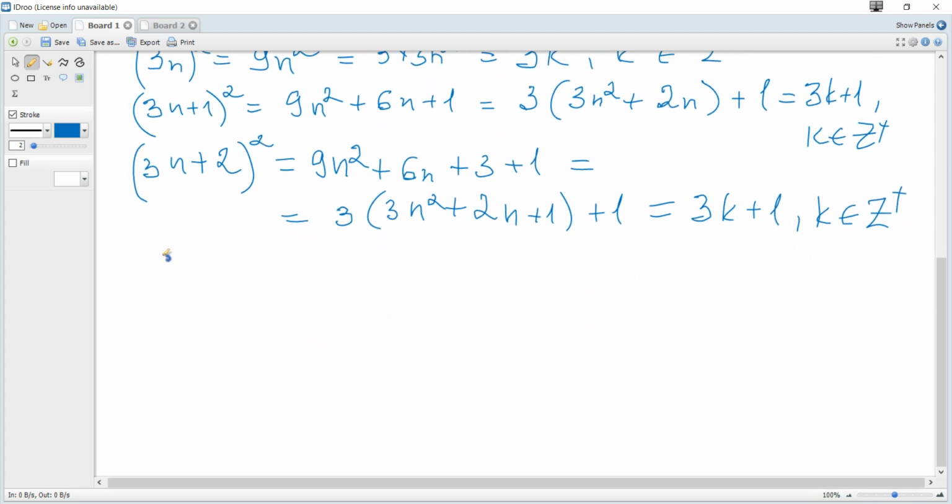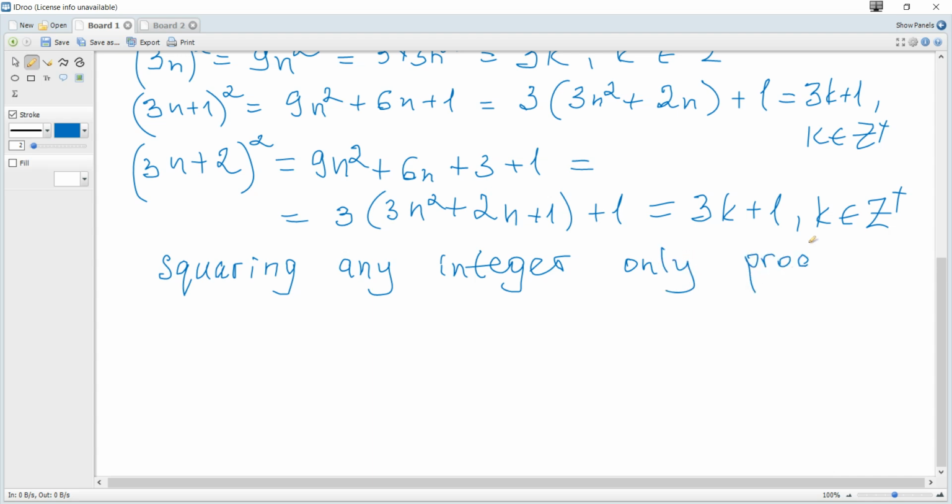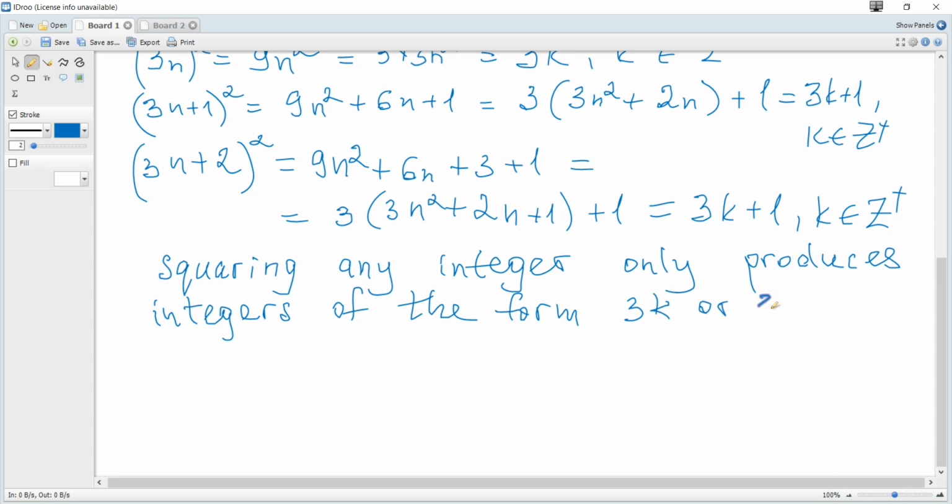So squaring any integer only produces integers of the form 3k or 3k plus 1.